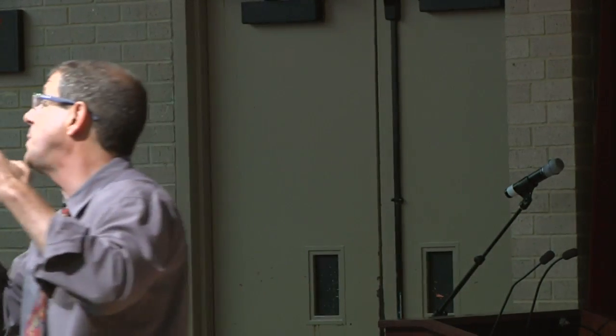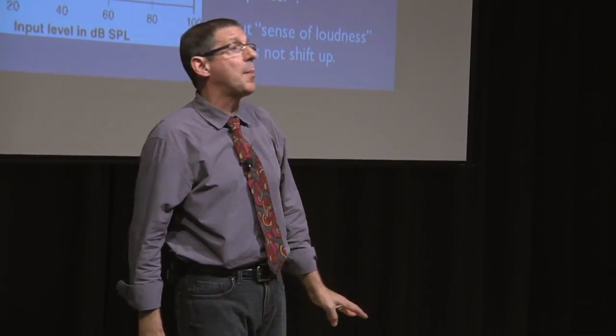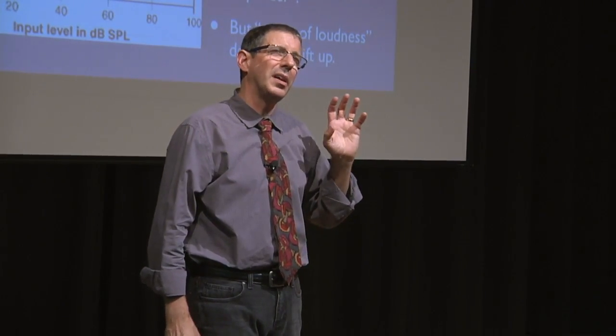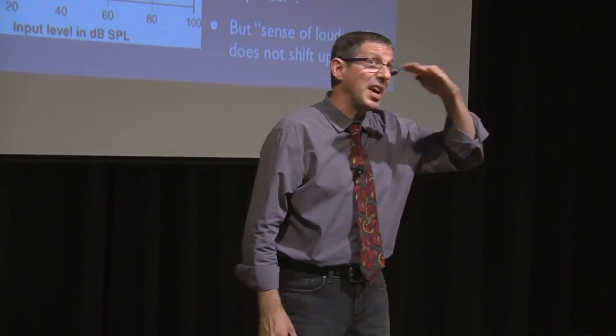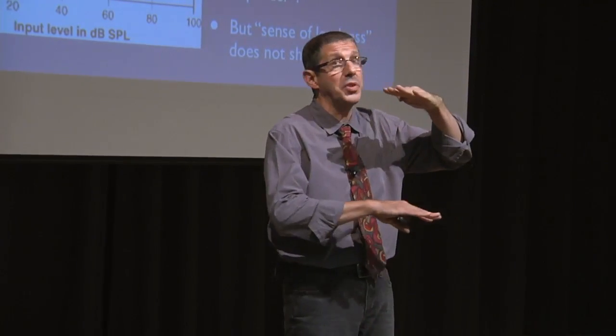And here's the thing. Think back to the graph that I showed you. The outer hair cells are operating when things are quiet. As things get louder, the gain is turned down. I don't need as much. You get up to the point to about 90, 95 dB SPL, which is loud, there's no outer hair cell operation at all. So if we lose our outer hair cells, our sense of loudness doesn't change. Loud is loud. The sense of quiet is what changes.